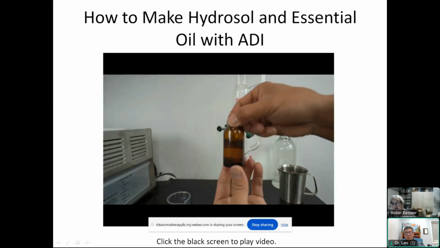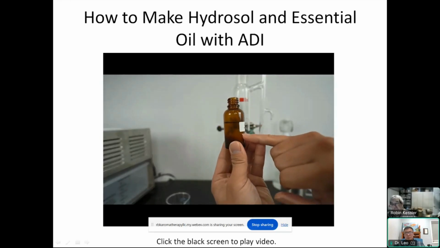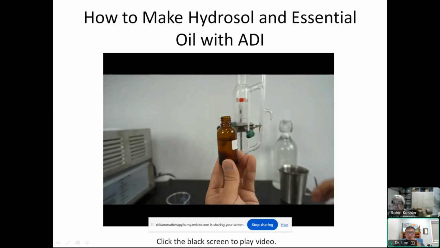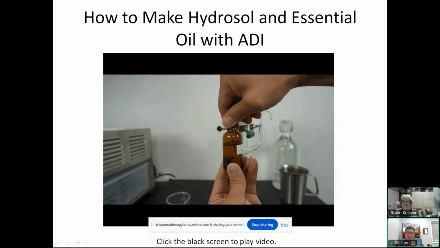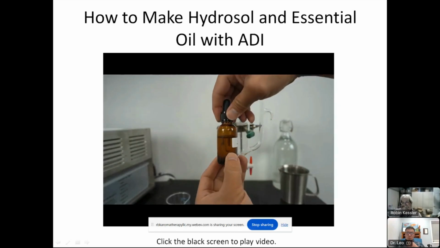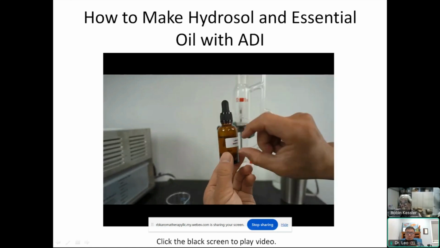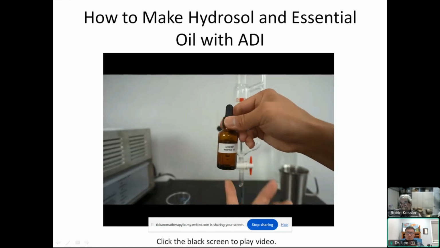So now you can see how much oil is in there. So it was here. It's almost like a half bottle of this. So that's definitely over 10 milliliters of the oil I collected. It's a lavender essential oil.